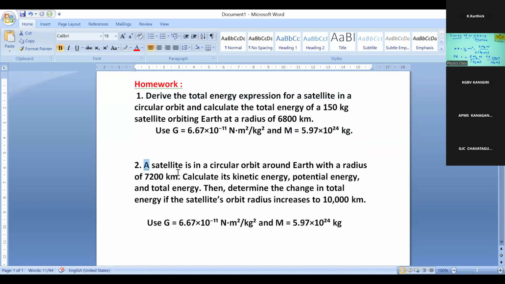And the second one. A satellite is in a circular orbit around the Earth with a radius of 7,200 km. Calculate its kinetic energy, potential energy, and total energy. Then determine the change in total energy if the satellite's orbit radius increases to 10,000 km. So the satellite is at 7,200 km. You have to calculate the kinetic, potential, and total energy, then determine the change in total energy if the satellite orbit increases to 10,000 kilometers. Very important question. Here also you can use the G value and the M value.